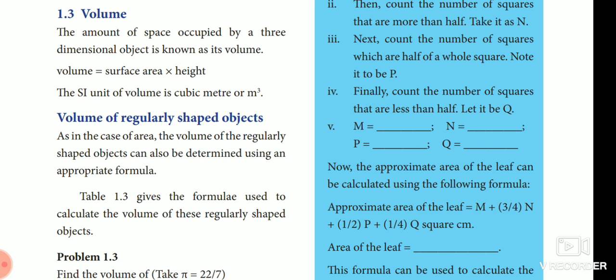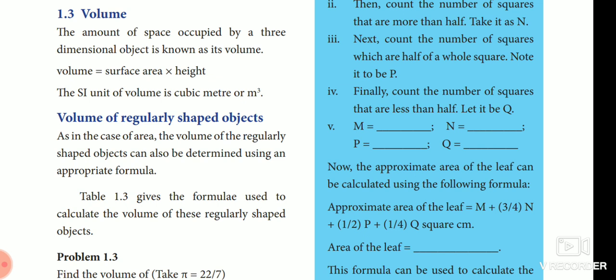So the amount of space occupied by a three-dimensional object, that is volume. Now what is the formula of volume? Surface area into height. Say all of you, surface area into height. Now what is its unit? Cubic meter, otherwise m cube. We will say m cube or cubic meter.